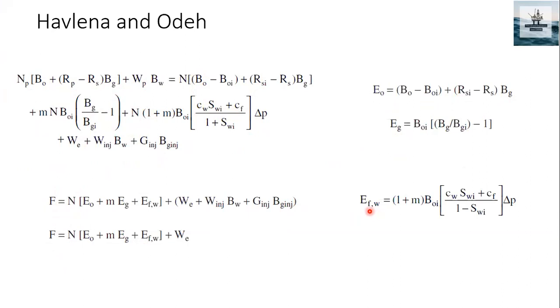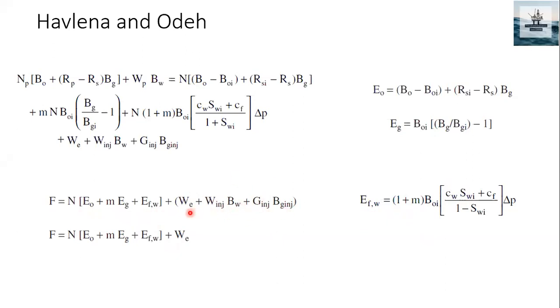EFW represents expansion of formation as well as expansion of water. F is for formation, W is for water. Since CW, CF are there, they have adjusted this to EFW. So F is equal to N into EO plus M into EG plus EFW plus water terms. So WE plus WINJ BW, this is because of injection wells. If injection wells are not there, then there won't be WINJ BW. If a gas injection well is not there, there won't be any GINJ BGINJ. So this will become zero.